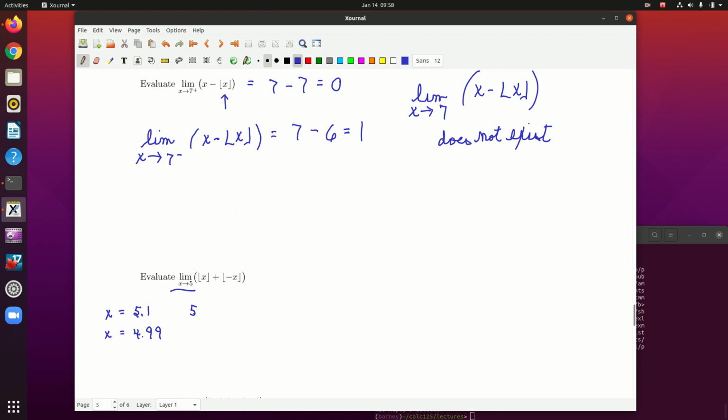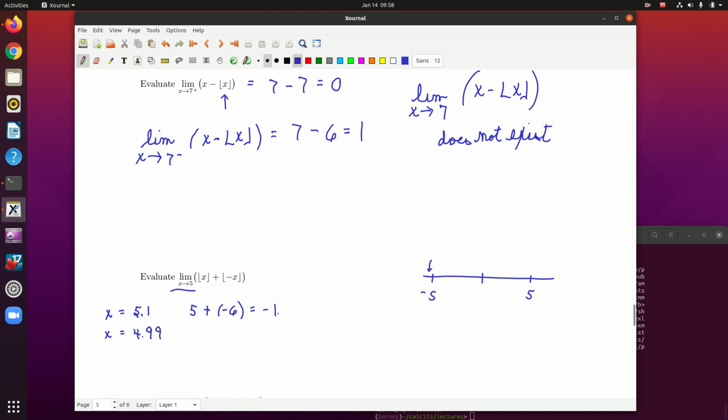Then if you put in the 5.1, you get negative 5.1. There's 5. There's negative 5. If you put in 5.1, you're sitting right there. So the greatest integer is going to be negative 6. Which of course gives us negative 1.